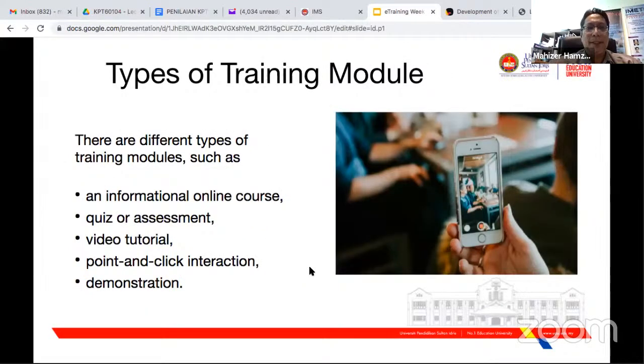Okay. This is the type of training module. You have informational online courses, quiz assessments, video tutorials, point and click interaction, demonstration. Okay, depends on what type of training that you like. Sometimes we even have the self-instructional module, assisted learning module. Depends. With the self-instructional module, the trainee can learn on their own.